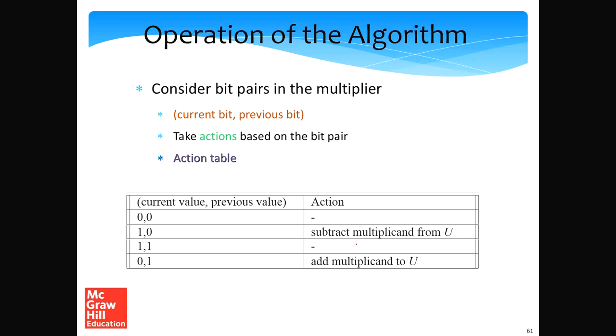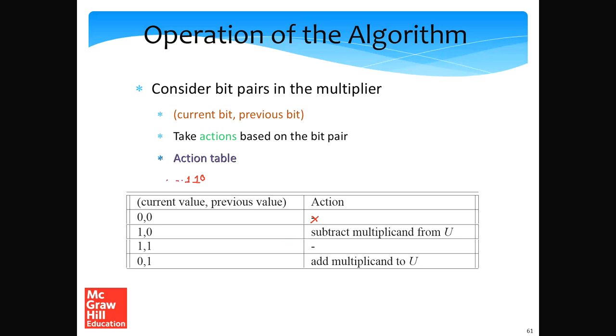Let us consider bit pairs in the multiplier, a current bit and a previous bit, and we take actions based on the bit pair. So we have an action table with the current value and previous value. If the current bit is 0 and the previous bit is 0, nothing needs to be done. We are in a run of zeros, so absolutely nothing needs to be done. If the current bit is 1 and the previous bit is 0, a run of ones is starting. So as discussed on the previous slide, we subtract the multiplicand from u.